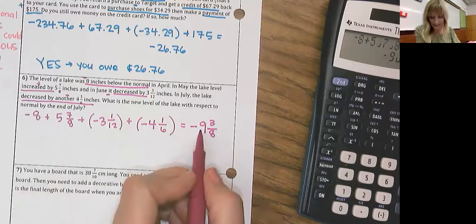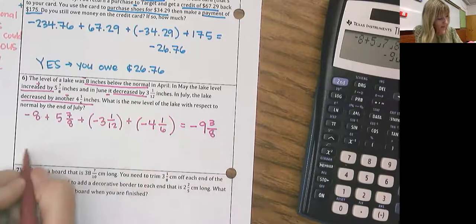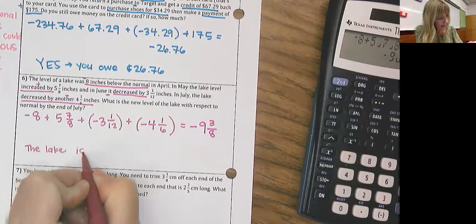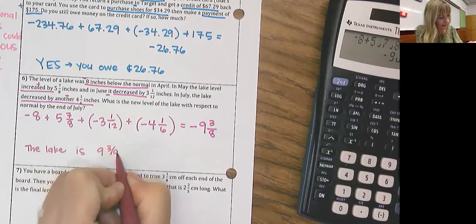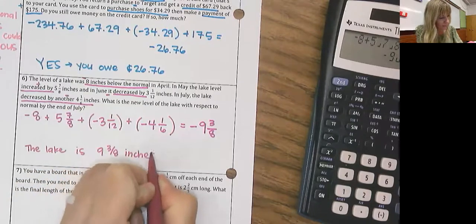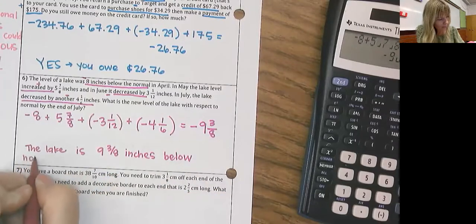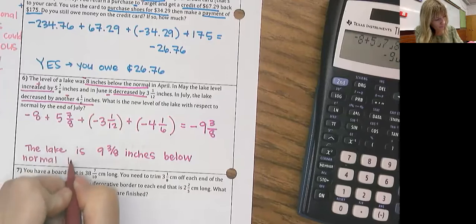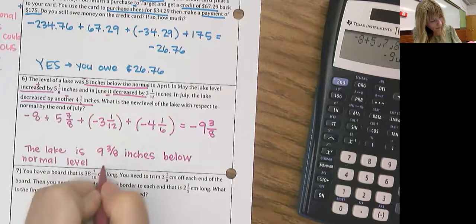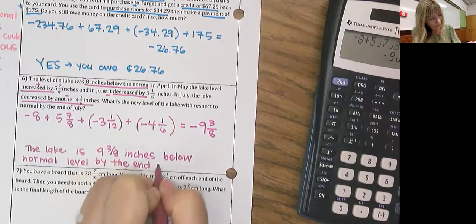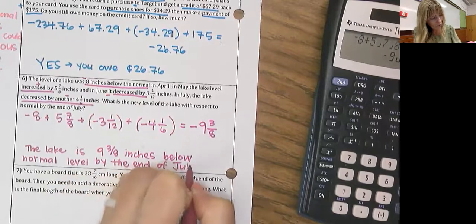What is the new level of the lake with respect to normal by the end of July? Well, the fact that it is negative means the lake is 9 3/8 inches below normal level by the end of July. Relating it back to the question.